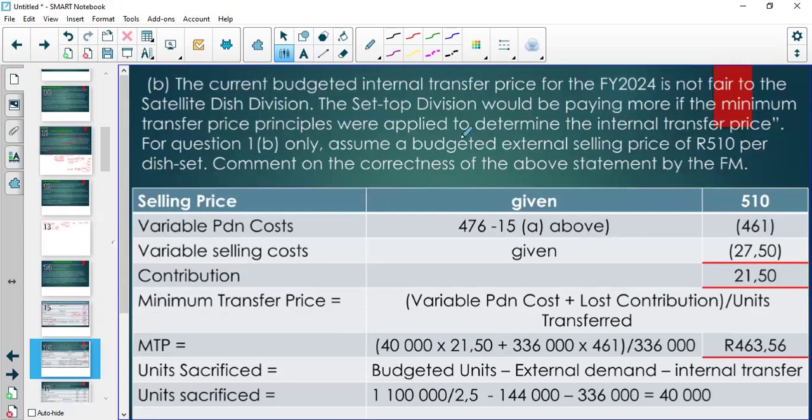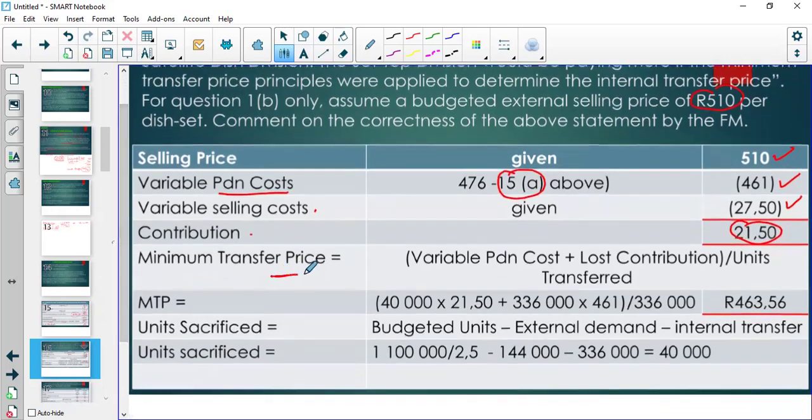The selling price, remember, it's given to us is 510. So that's going to be our selling price. Then the variable production costs, I just removed the fixed manufacturing overheads, right? Then the variable selling costs we are given there. Then the contribution is 21 rand 50. So we say the minimum transfer price should cover the variable cost of production and the lost contribution.